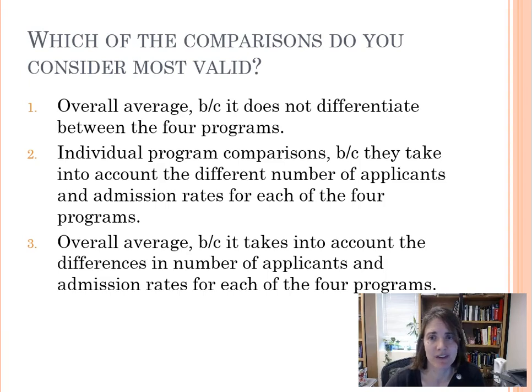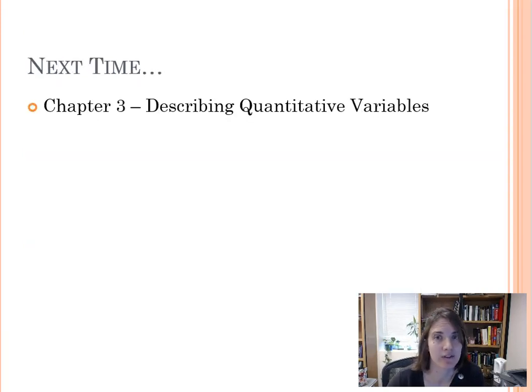So which comparison is most valid? Should we look at the overall rate or the individual rate? Well, as I suggested before, we want to look at the individual program comparisons because they take into consideration the fact that different numbers of applicants apply to each of the programs. And so it takes into consideration the fact that females are applying to much harder programs, which is going to decrease their acceptance rate. So that's it for categorical variables.